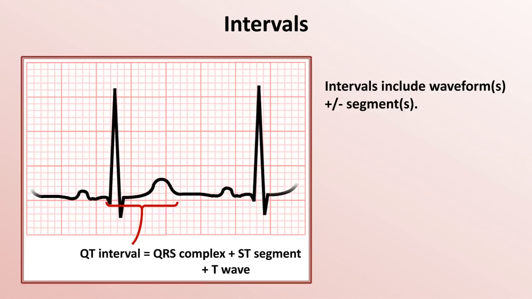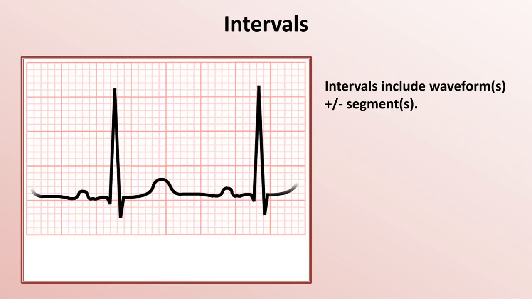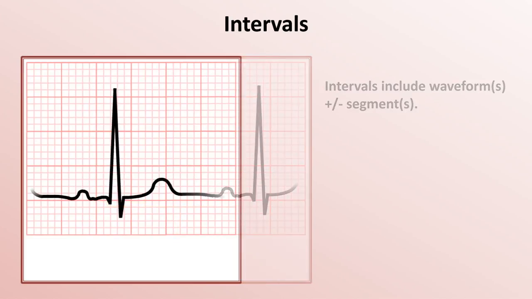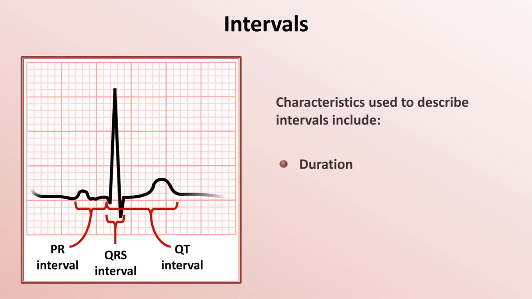And finally, although not often talked about in the same context as the other three intervals, the RR interval is the duration of all waveforms and segments within one cardiac cycle. As already mentioned, intervals are only described based on the duration, so it would make no sense to describe an EKG as showing depression of the QT interval.